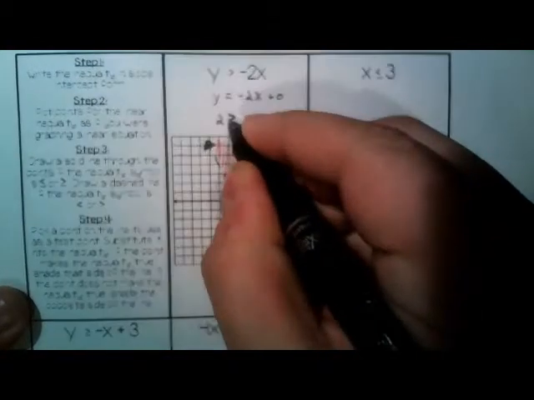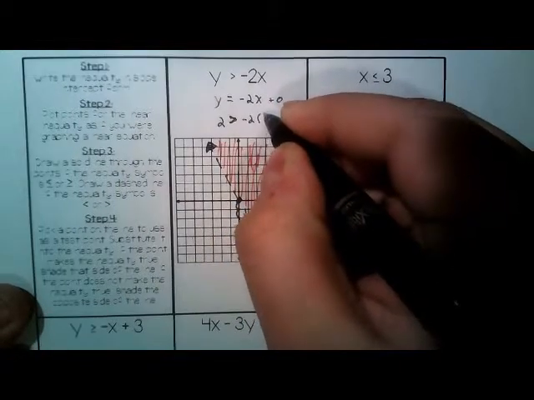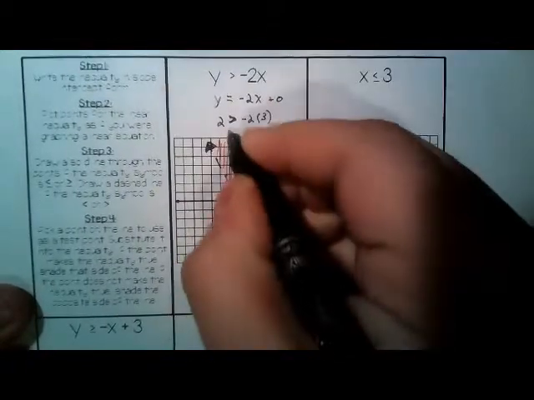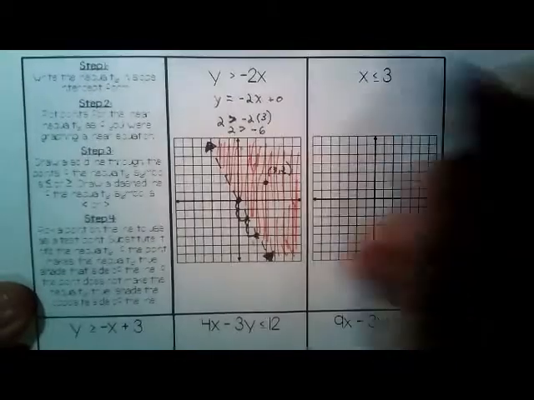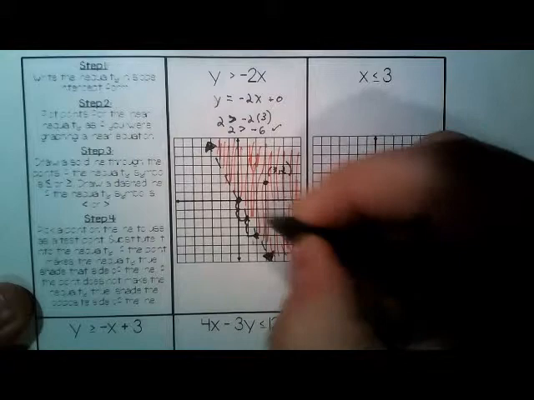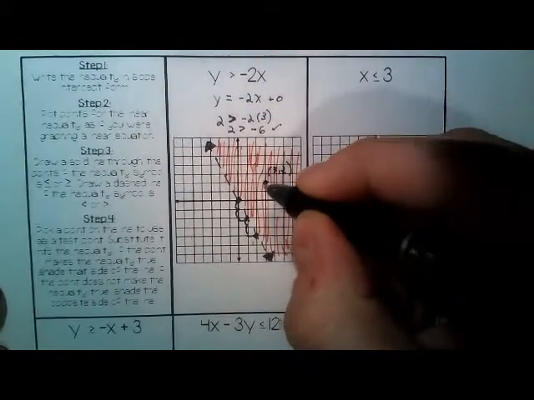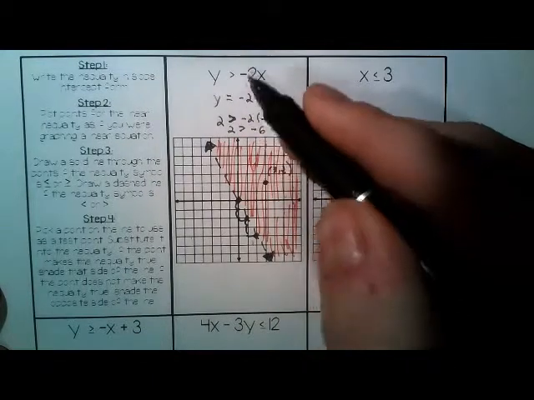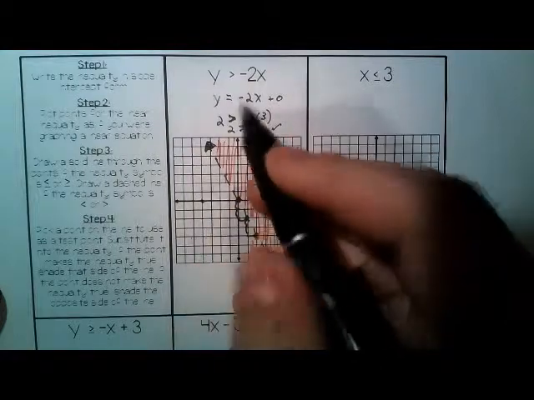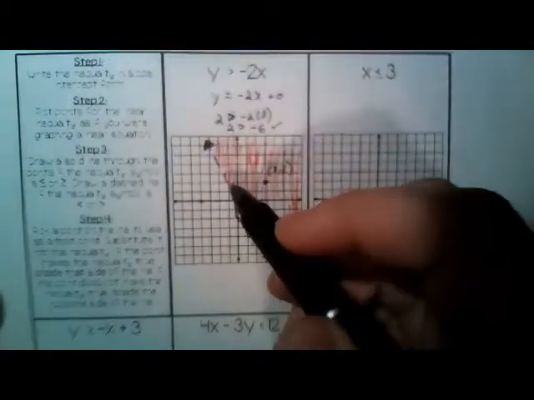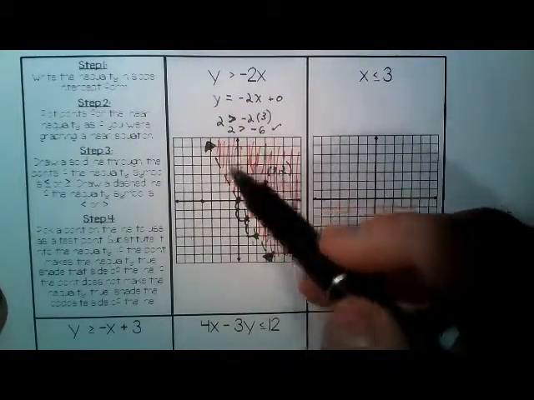Is 2 greater than negative 2 times 3? Right, is 2 greater than negative 6? It is. So that means that we did this right. This point is in my solution because it makes the inequality true. If I were to test this point, it would make this false. So all these points make it false, all these points make it true, and that's why we have to shade in this area.